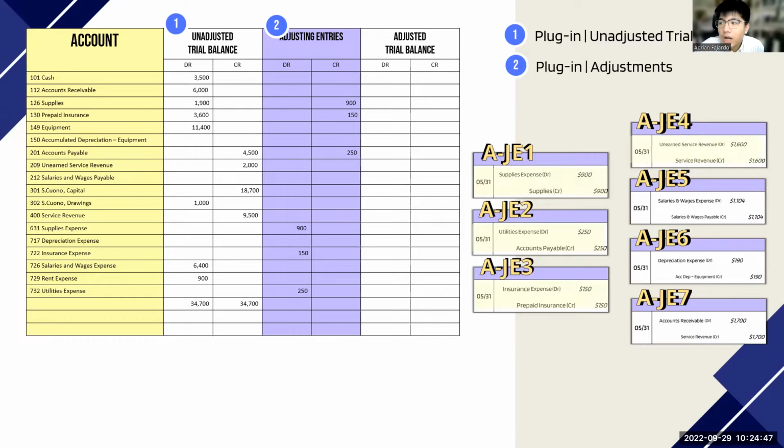Number 4, unearned service revenue of 1,600 and service revenue of 1,600, right? Journal entry 5, salaries, wages, and expense. Basically, that's debit 1,104. And then salaries and wages payable, credit 1,104. And then the last two journal entries would be debit depreciation expense and credit accumulated depreciation equipment.